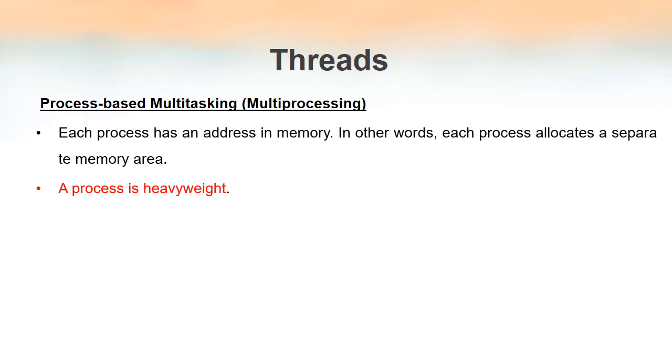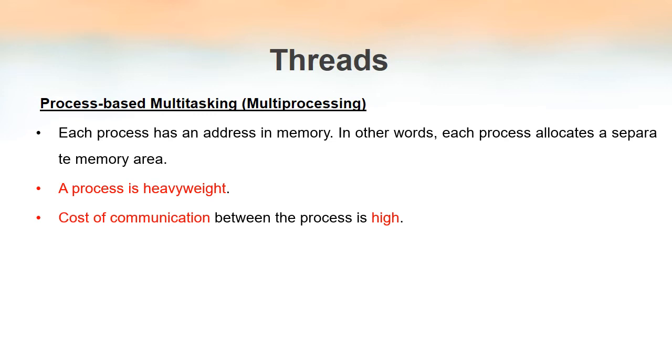That means if I have 5 processes, P1, P2, P3, P4 and P5, each of these processes will have its own memory area, and if these processes have to communicate with each other, they must know the memory address of each of these processes. For example, if P1 has to communicate with P2, then P1 must know the memory address of P2, because they don't share the same memory area. So this makes a process a heavyweight entity. Since it is heavyweight, the cost of communication between processes is very high.